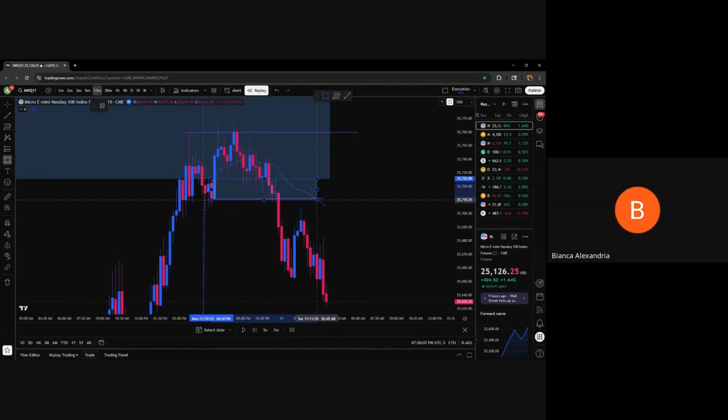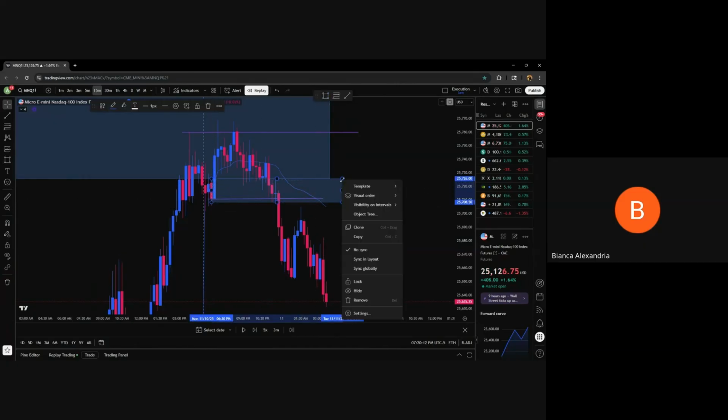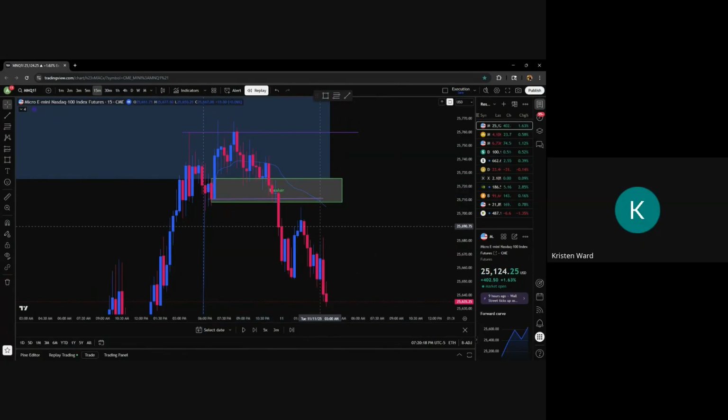And what is this, ladies? We talked about it at the beginning of this class. Is this the breaker? It is a breaker. And so the way that this goes together is we were looking for a change in state of delivery. We're on the 15-minute also, so this is even more of a confirmation. We got that change in state of delivery.